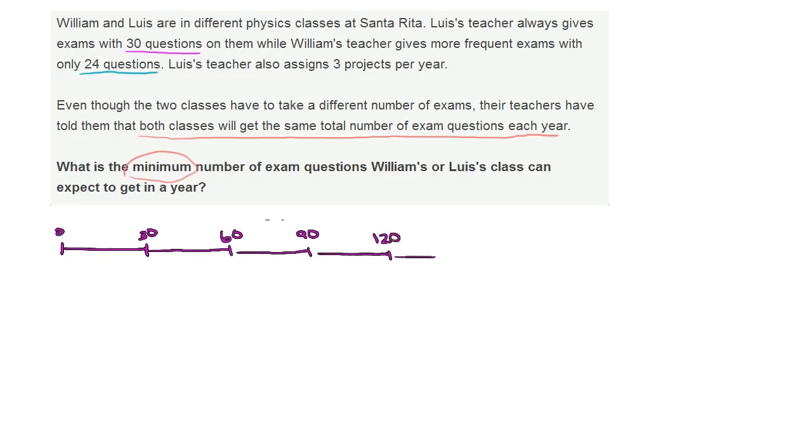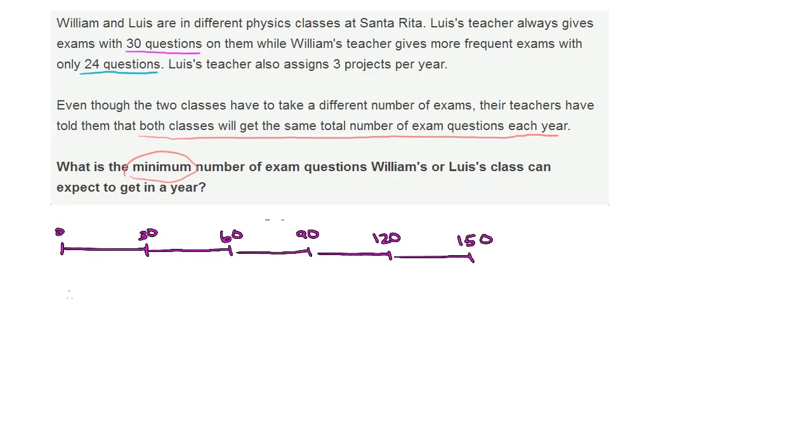And after the fifth test, if they have that many tests, he would get to 150 total questions. And we could keep going on and on looking at all the multiples of 30. So this is probably a hint of what we're thinking about. We're looking at multiples of the numbers. We want the minimum multiple, or the least multiple. So that's with Luis. Well, what's going on with William?